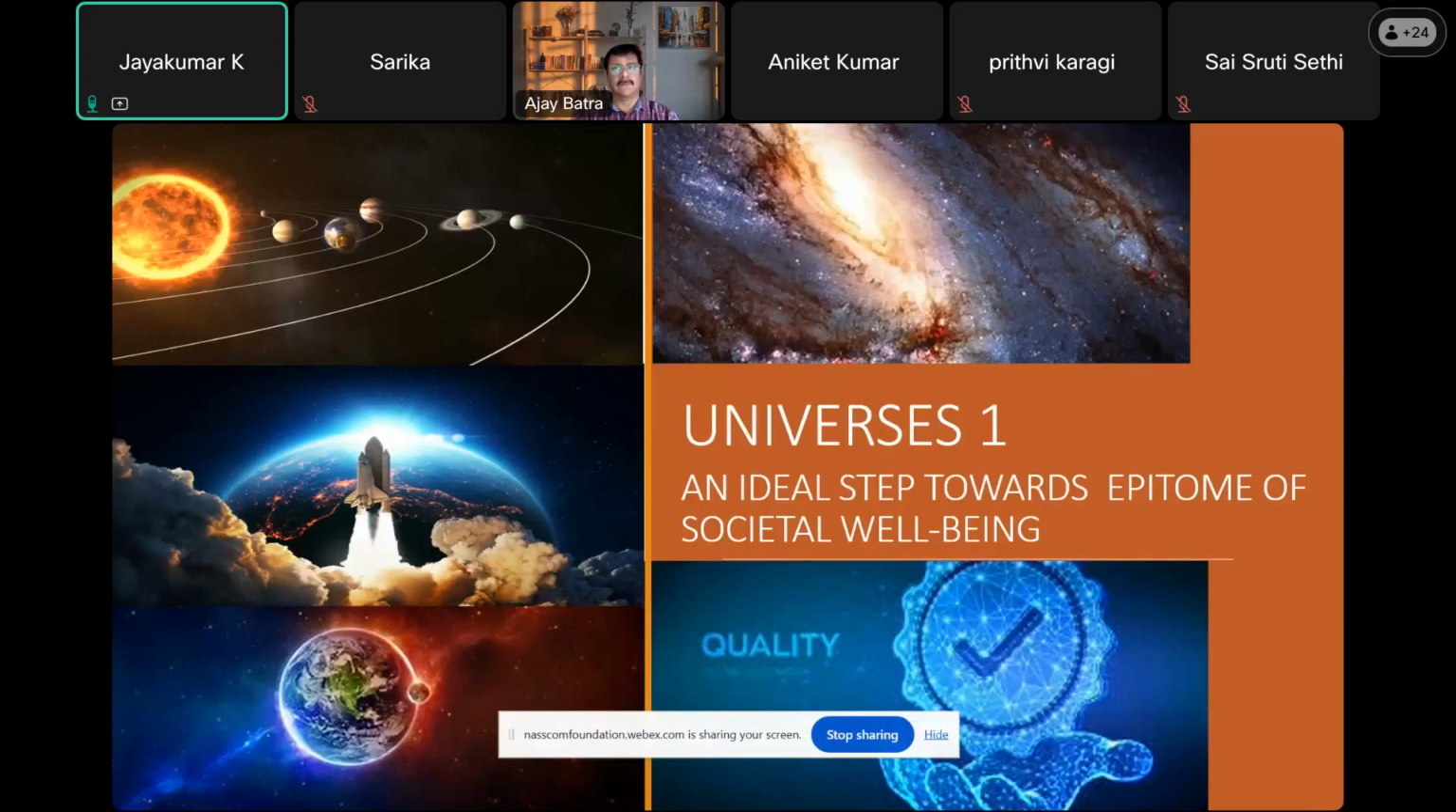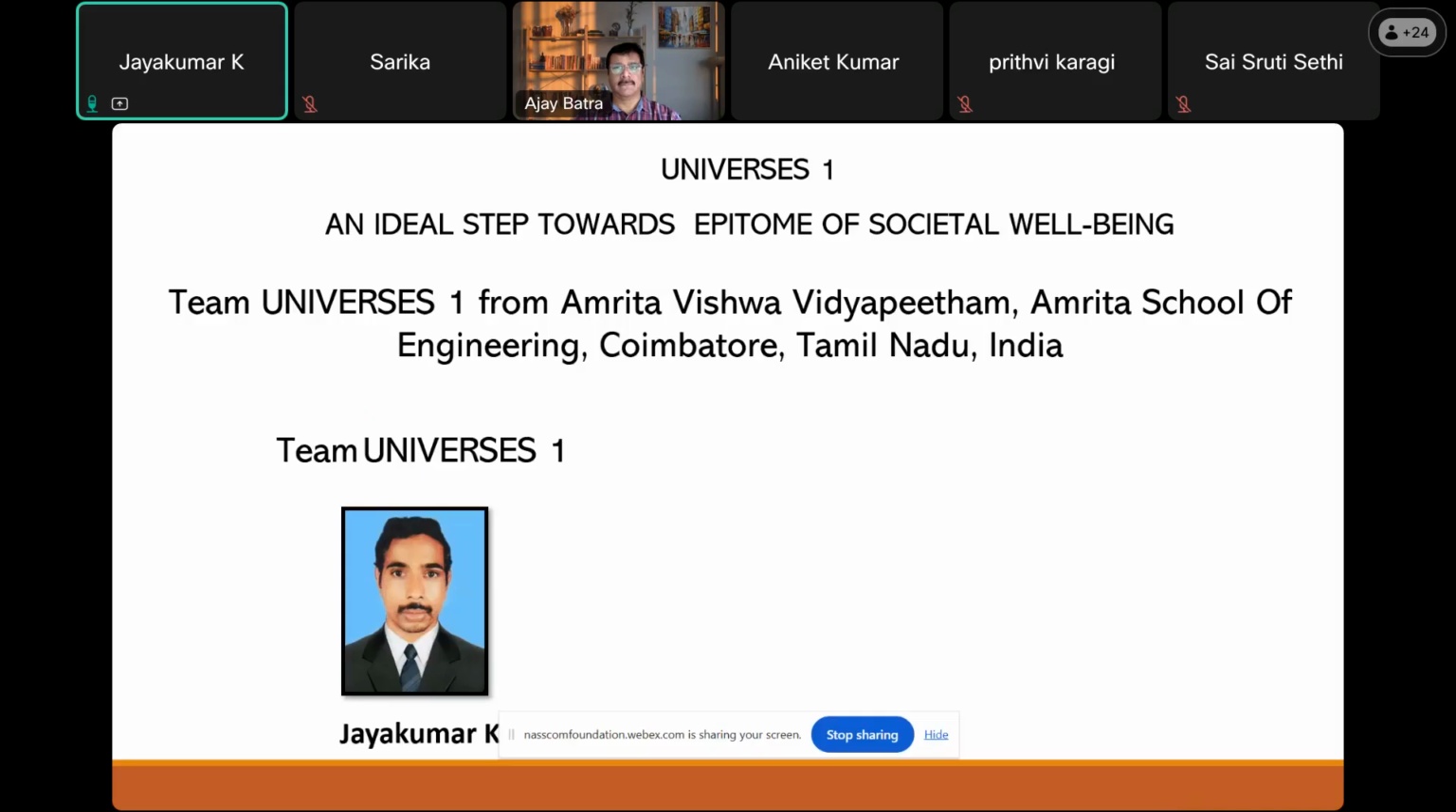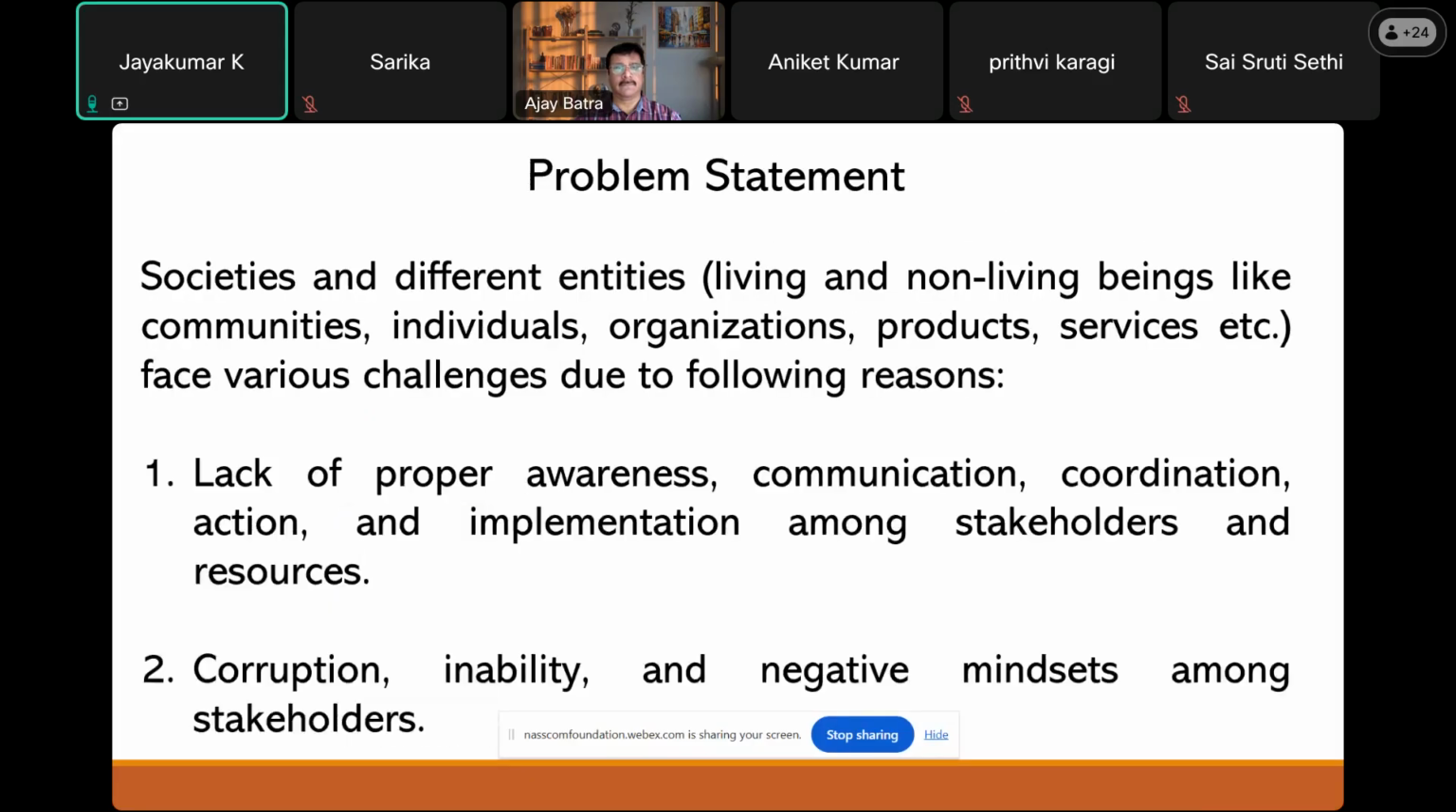I have submitted about six ideas. One is Universes One for smart education or higher education, then smart agriculture, smart industry, smart environment, smart society. All six ideas have been submitted. The basic idea behind this is team Universes: myself, Jayakumar K, and another member, Subi. She is not active, but she also agreed to be a member.